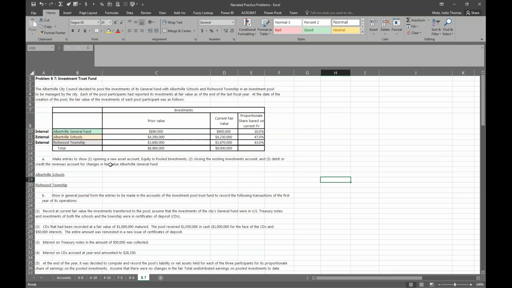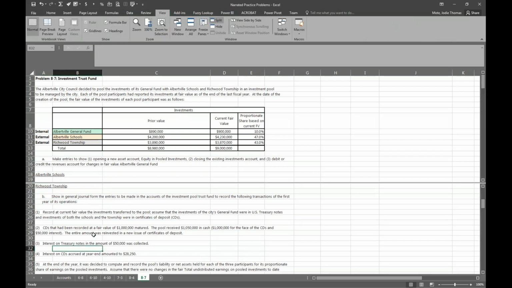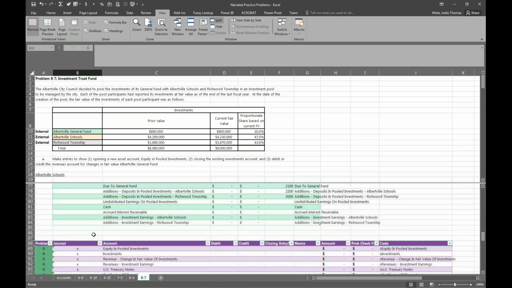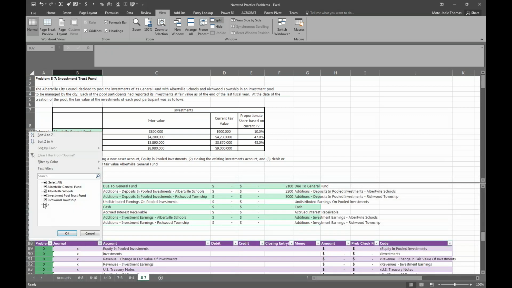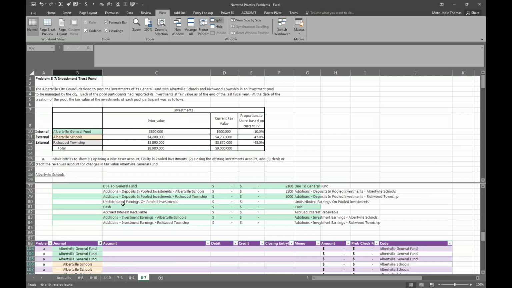Okay. So we have to make the entries to show a new asset account, equity in pooled investments, closing the existing investments account, and debiting or crediting revenues based on the change in the fair value. Okay, and sorry I didn't do this before. Let's split the screen so we can keep our items up there. And let's filter out this. All right, so we'll start with the Albertville General Fund to record its entries.